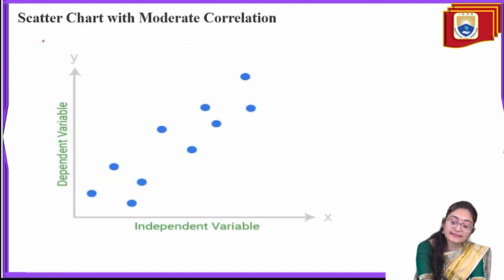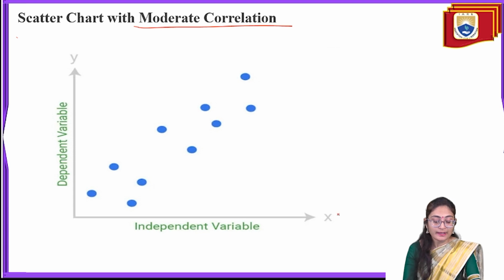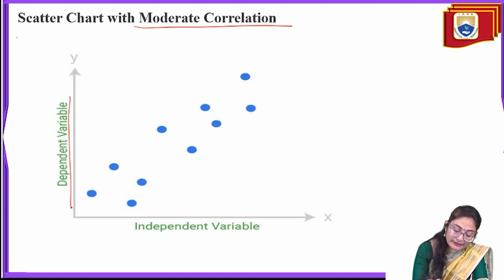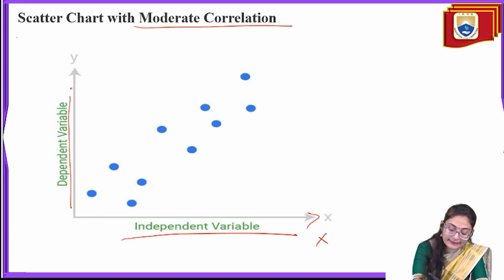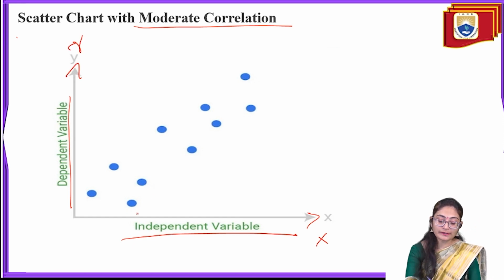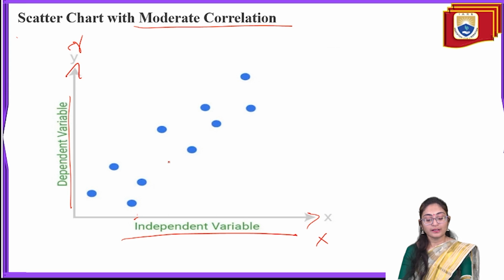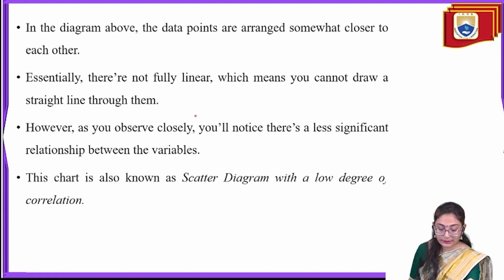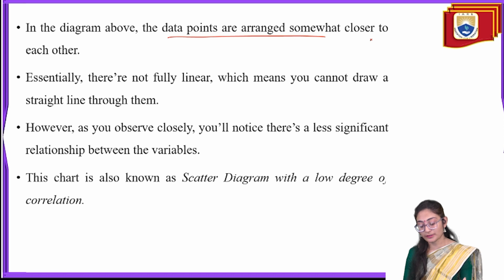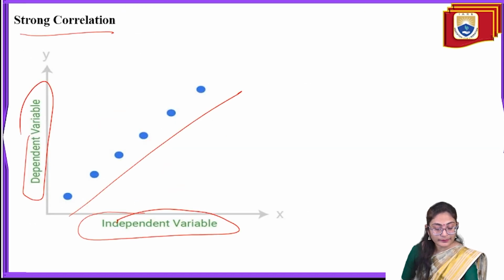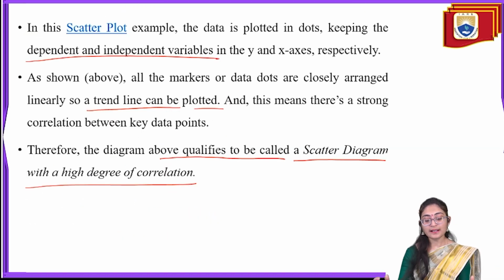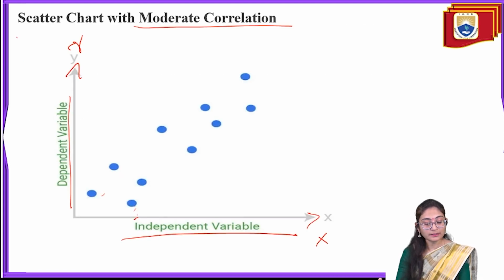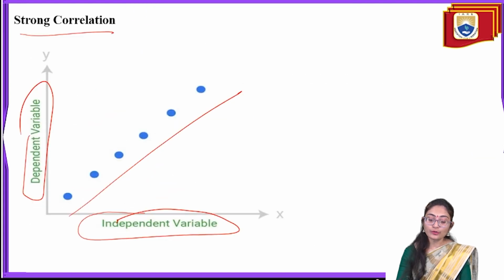Then the second one is the scatter chart with moderate correlation. Again, these are your dependent variable and independent variable. This is your x-axis and this is your y-axis. On this basis, your points are plotted in the plot. In the diagram, the data points are arranged somewhat closer to each other. In this chart the dots are closely arranged, as in the strong correlation.